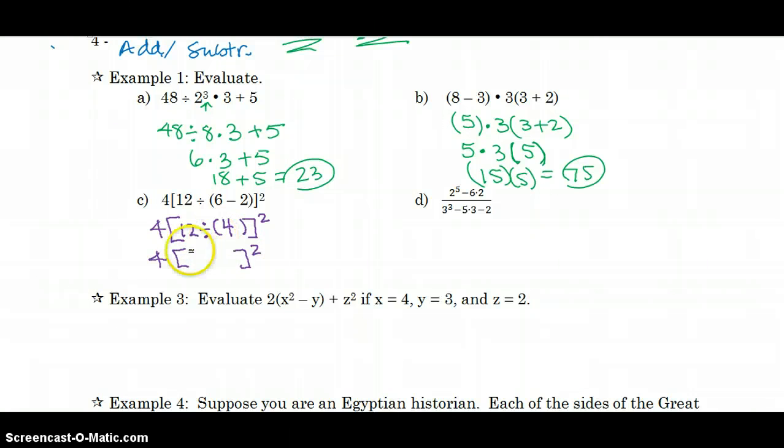12, remember, grouping symbols come before exponents. 12 divided by 4 is 3. Now I'm ready to say 3 squared, and that's 9, and 4 times 9 gives us 36.